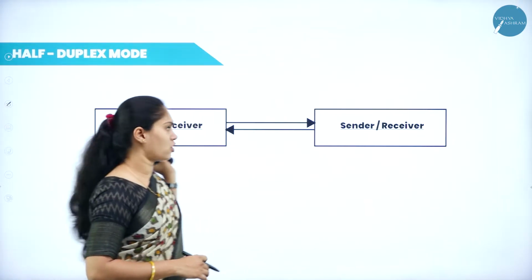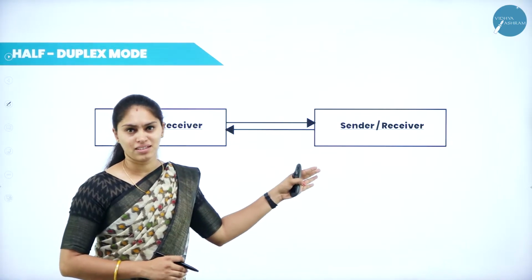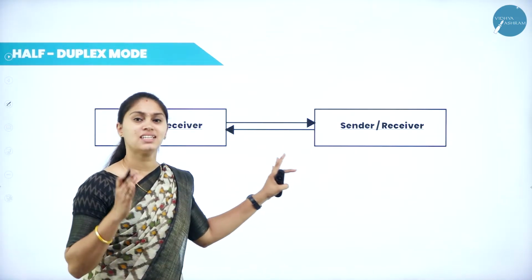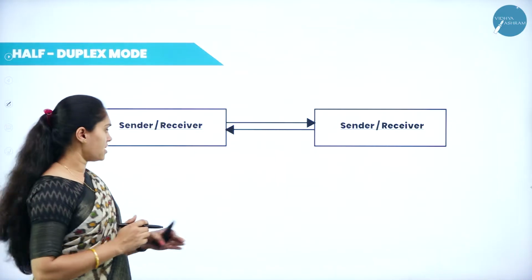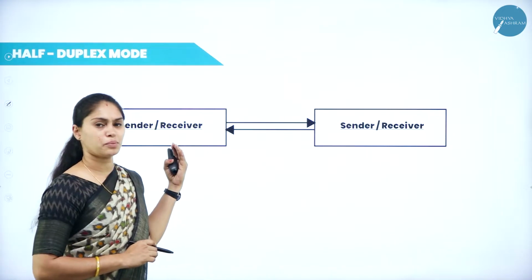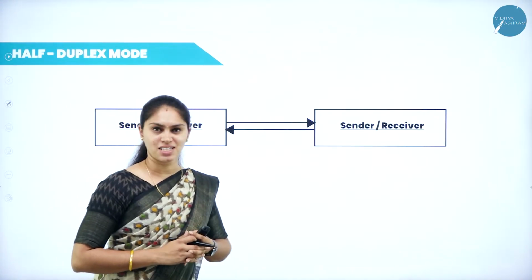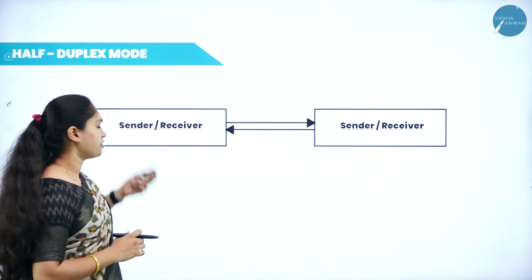So here the sender can send, and the receiver can also respond back, but it is not going to take place simultaneously. Only the sender can send at a time. Even though the receiver can respond back to the sender, it is not simultaneous. That kind of data transmission is considered half duplex mode.